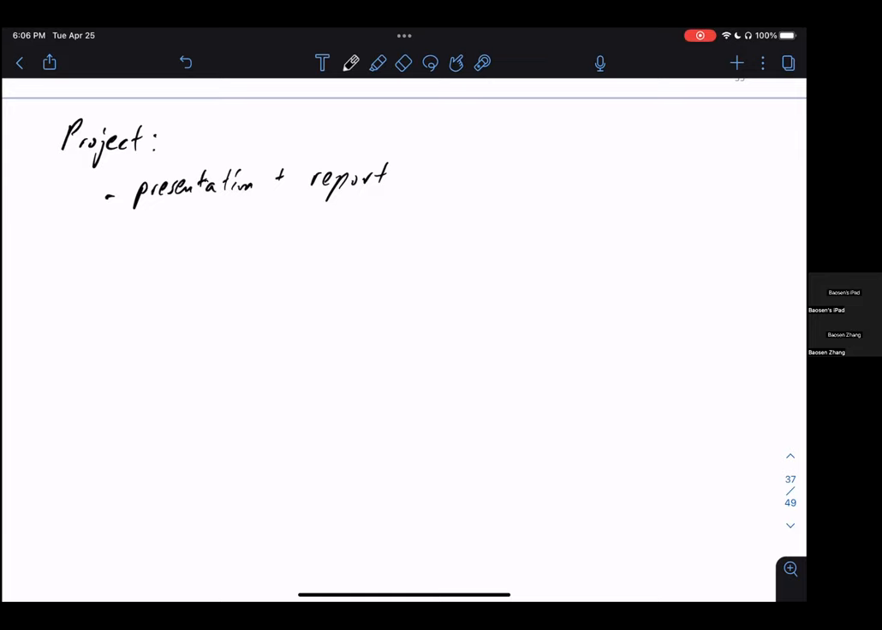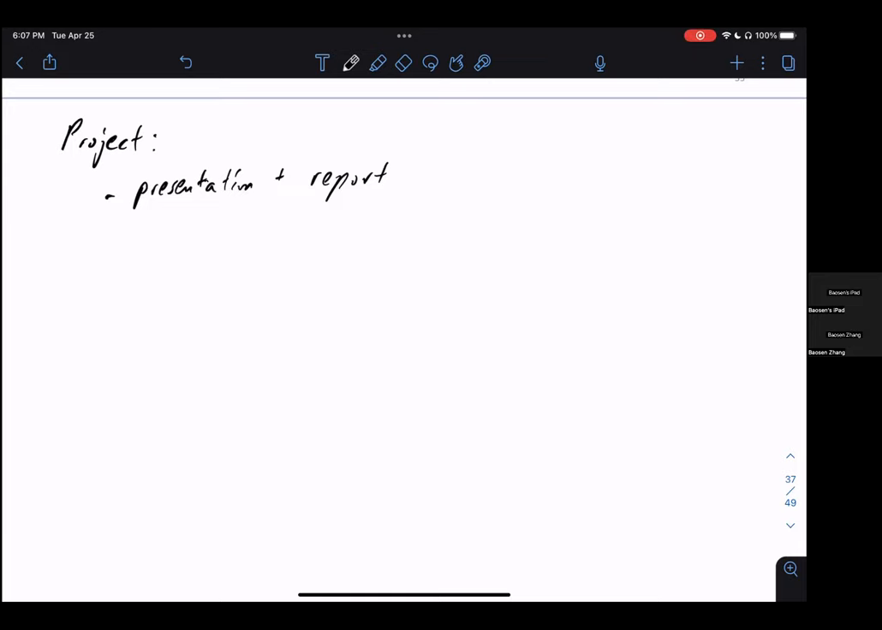What we're looking for in both the presentation and the report is at least to explain the problem you want to solve first. Explain what you hope the answer will be, what kind of answer you're looking for. If you don't get there, you don't get there, and that's fine for the project, okay?